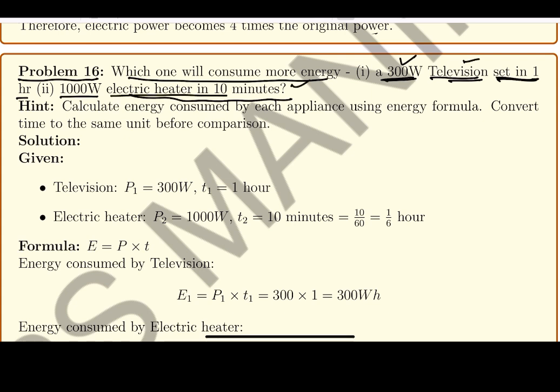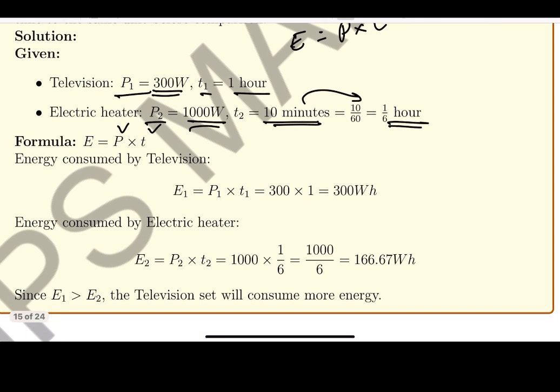Okay, so energy is power into time. So first you calculate power into time. Television power is given, right? So P1 is 300 watt, time is 1 hour. P2 is 1000 watt, time is 10 minutes. Minutes you convert into hour, it will be 1 by 6 hour.